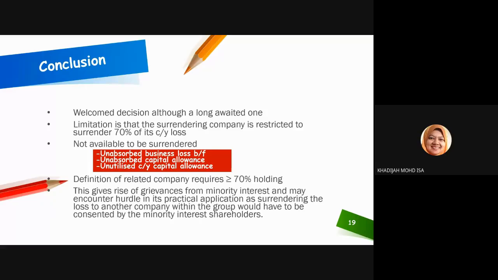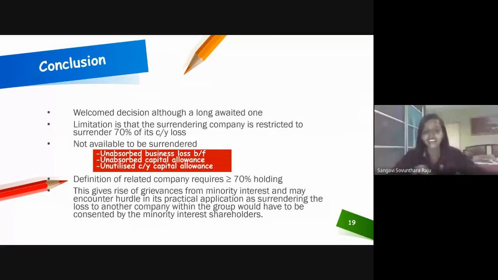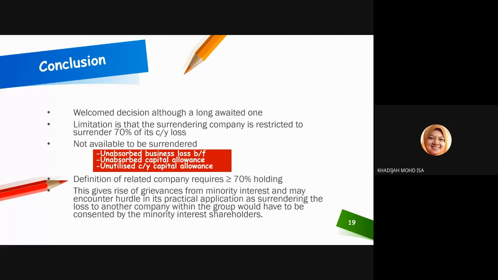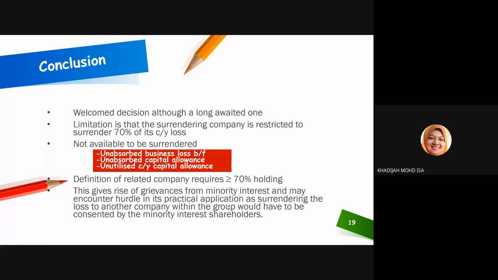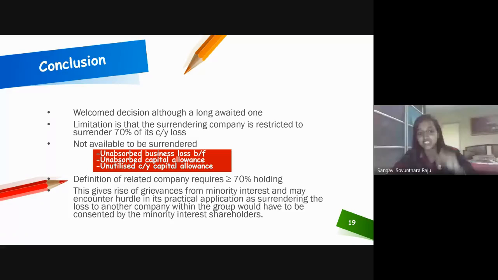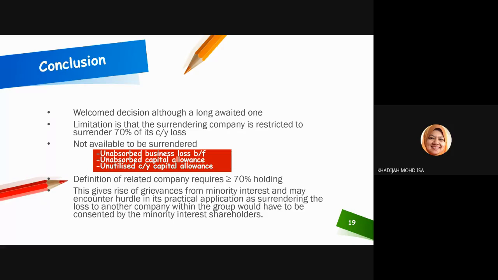Okay, they already have a loss, and then they have a current year loss. That 70% they can still claim, but they cannot surrender the unabsorbed business loss brought forward, and the unabsorbed capital allowance. All these things cannot be surrendered. Of course, the author hopes that you can actually surrender all these things. That would be better for companies.